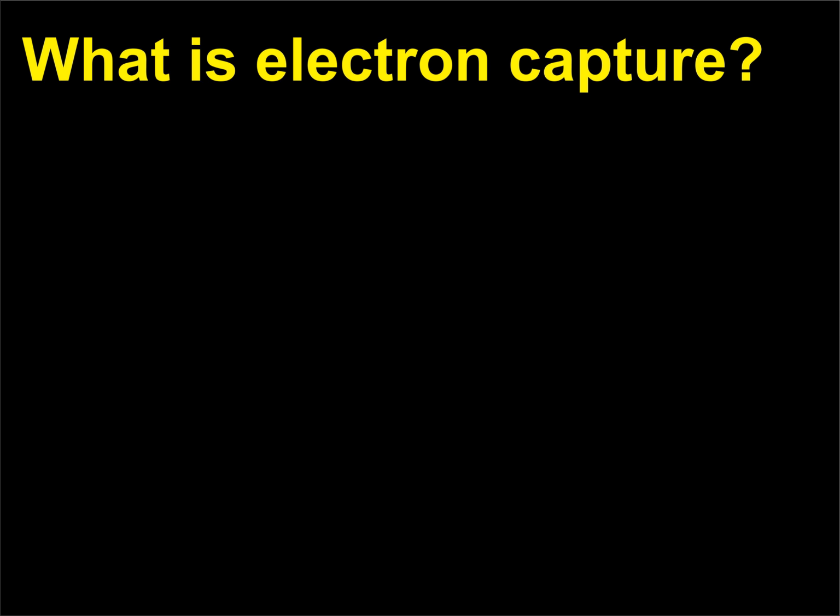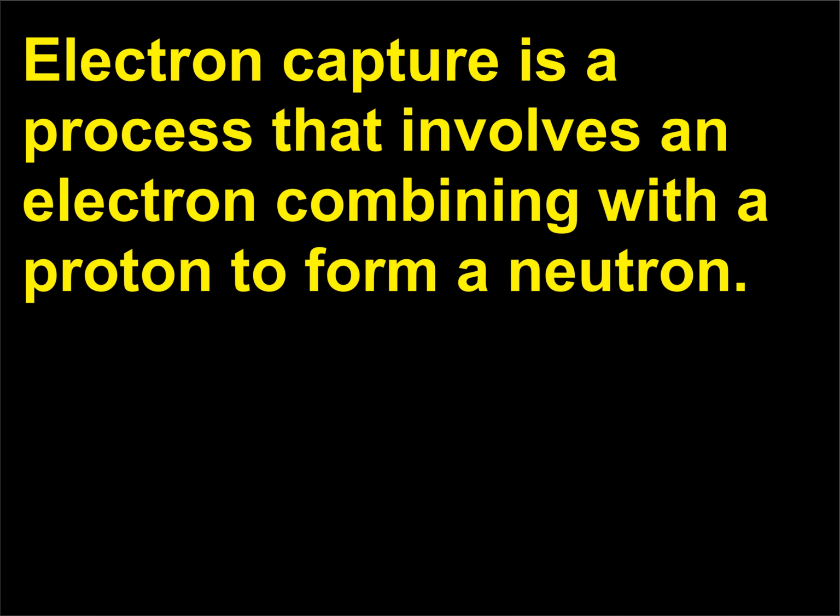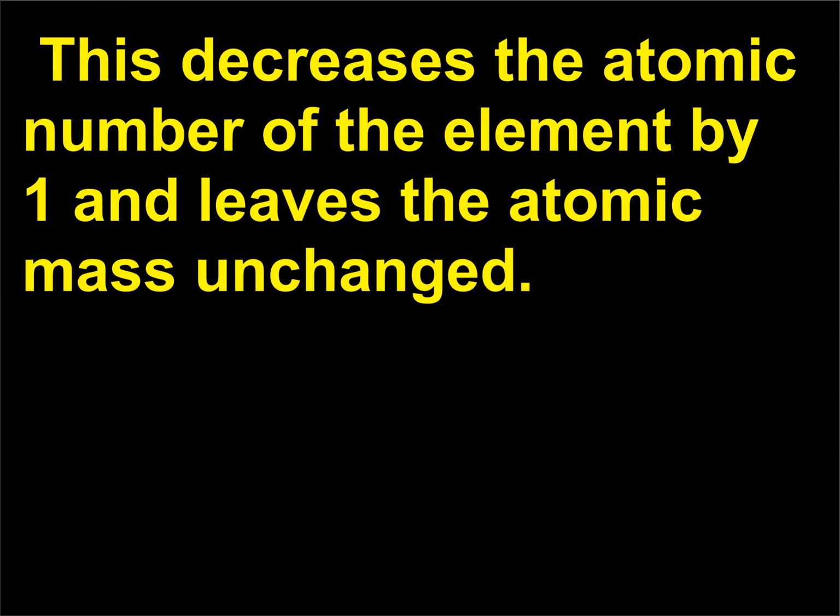What is electron capture? Electron capture is a process that involves an electron combining with a proton to form a neutron. This decreases the atomic number of the element by 1 and leaves the atomic mass unchanged.